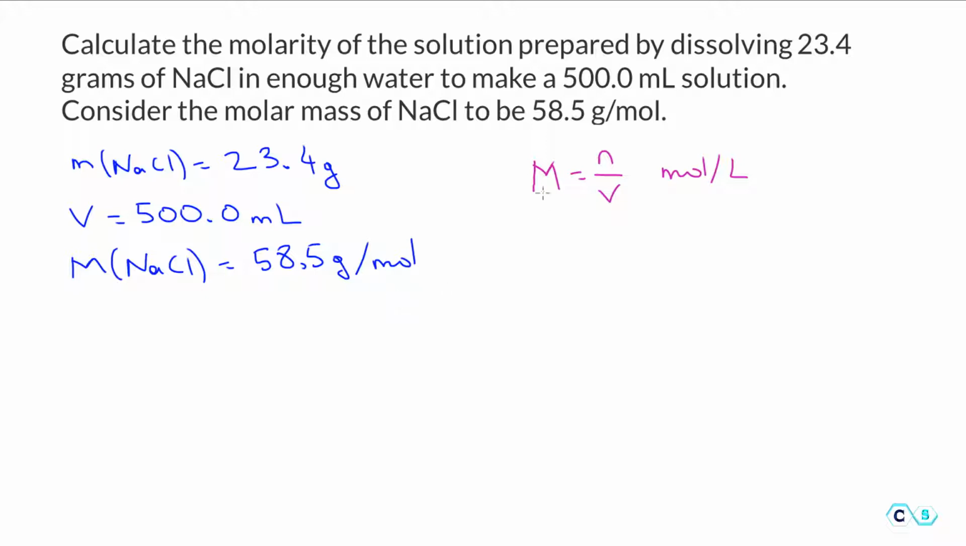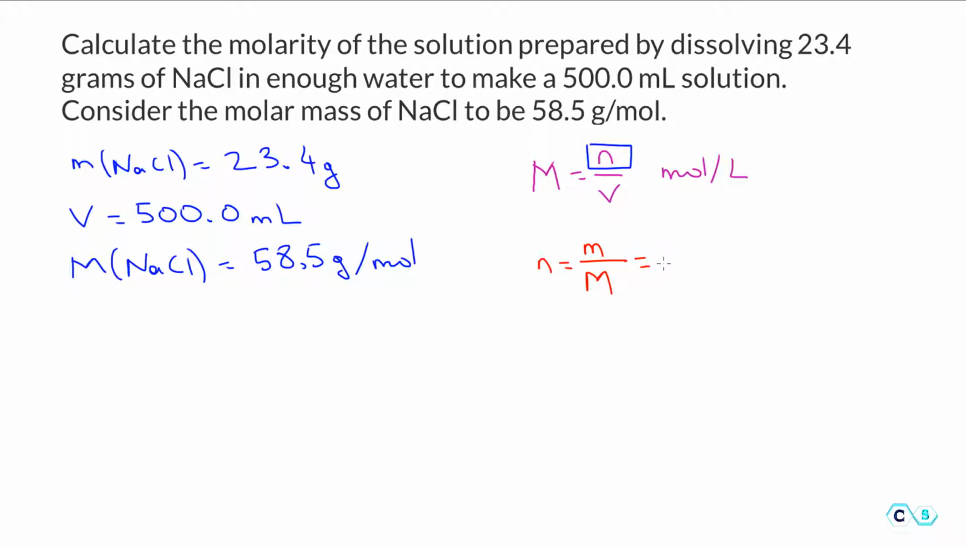Now let's think about this. In order to find the M, the concentration, we need to have the moles and the volume. We have the volume, 500 milliliters, but we don't have the moles. So what we need to do is find a way to determine the moles of sodium chloride. And in order to do it, we need to remember this simple formula that the moles from the mass can be calculated by this formula. It's equal to mass over molar mass.